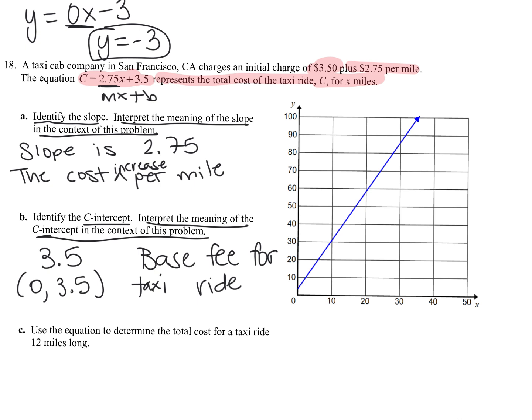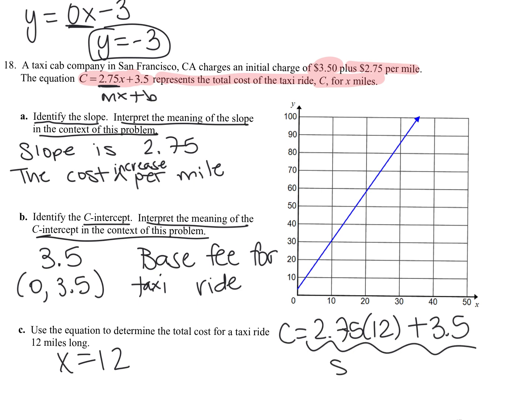And then determine the total cost of the taxi ride if it's 12 miles long. So if x is equal to 12, then I can just plug 12 in to determine the cost. So it would look like this. And I would use a calculator, and I end up with $36.50 for the total cost.